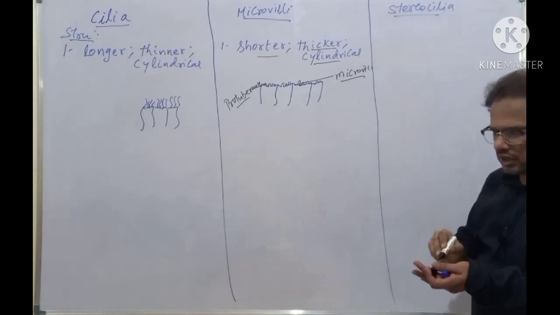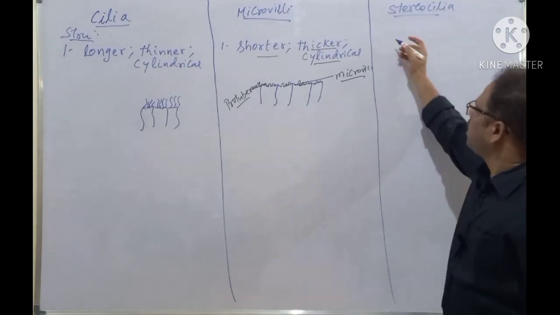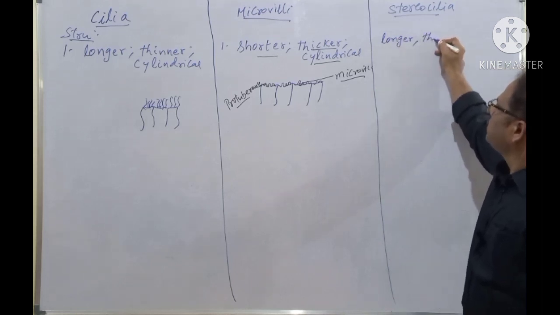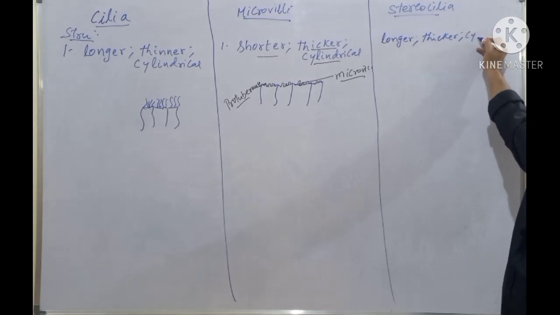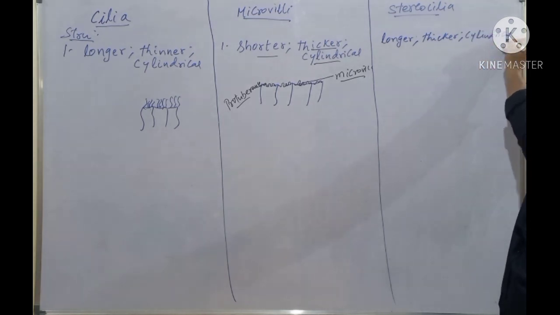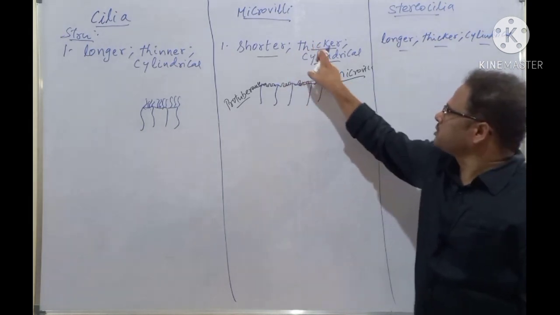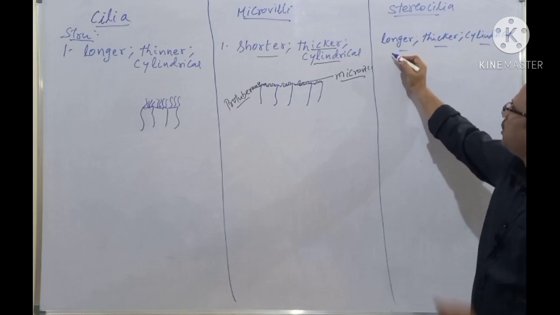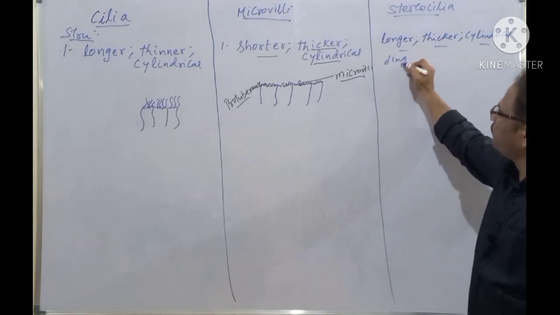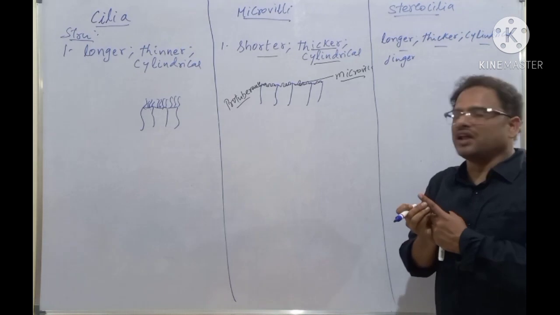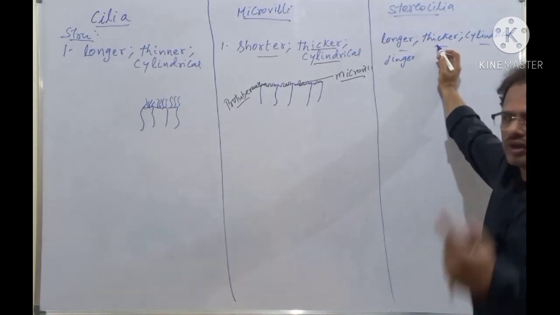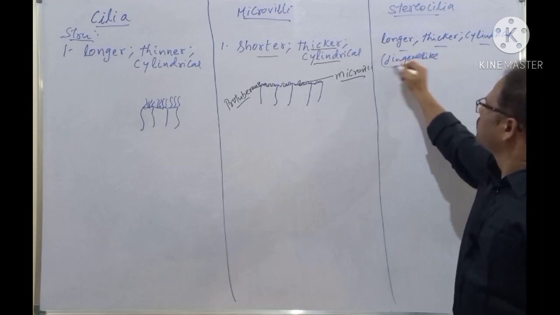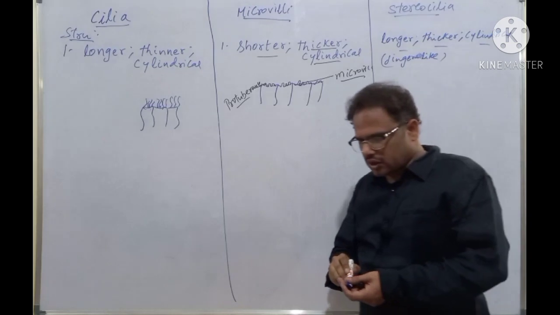Next one, stereocilia. Stereocilia are longer, thicker and cylindrical. Cilia are longer, thinner and cylindrical; microvilli are shorter, thicker and cylindrical; stereocilia are longer, thicker and cylindrical. These are very long and finger-like. How is a finger? It's a long, thick, cylindrical one, so it's almost a finger-like structure, much like this. So that is the shape.